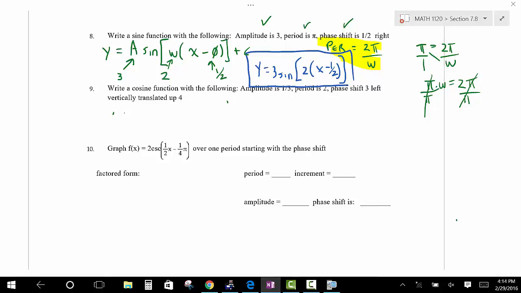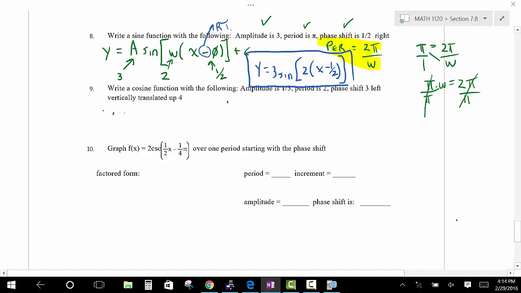Everything's pretty standard plug-in like that. And again, what I did on this is, since it's a phase shift to the right, that's why that minus sign's there. If it was a phase shift to the left, what would it say? It'd say plus. Okay, so that's what you got to get kind of straightened out.